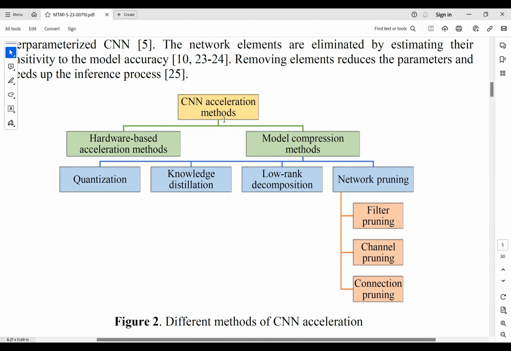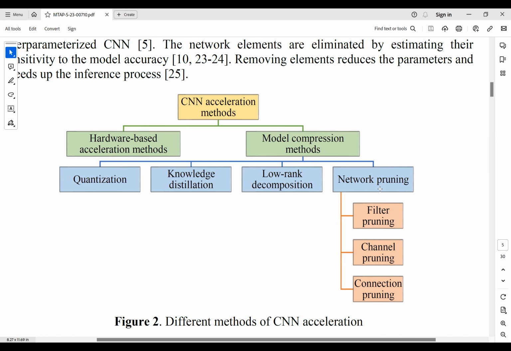If it is a shallow CNN, then there would be fewer parameters. But if more hidden layers are used in the architecture of CNN, then its architecture becomes complex and we need to compress it. So these are the different methods to compress a CNN: quantization, knowledge distillation, low rank decomposition, and network pruning. And you can see that under network pruning, there are again three types of pruning: filter pruning, channel pruning, and connection pruning.